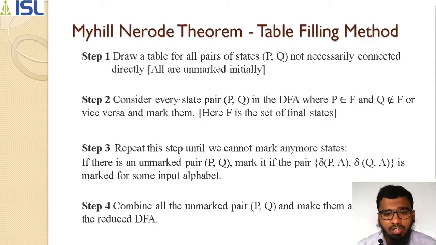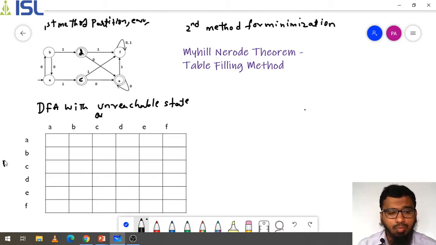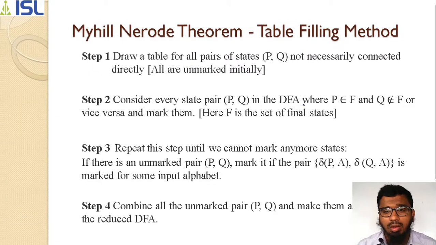Next, second step: consider every state pair P, Q in the DFA where P belongs to the final states and Q does not belong to the final states, or vice versa, and mark them here. F is the set of final states. Here, what are the final states? C, D and E are final states, and A, B, F are normal states. So we need to check pairs where P belongs to F and Q does not belong to F, or vice versa.